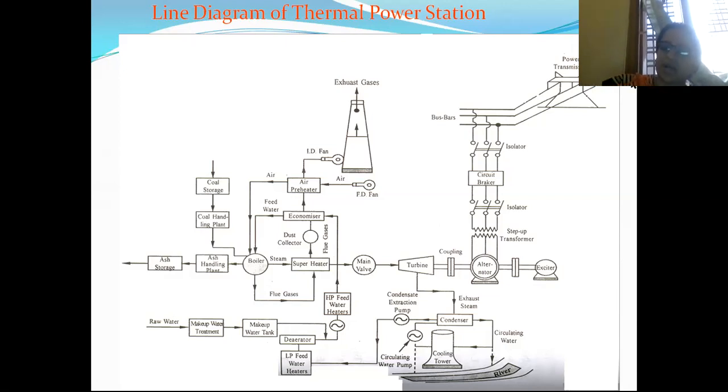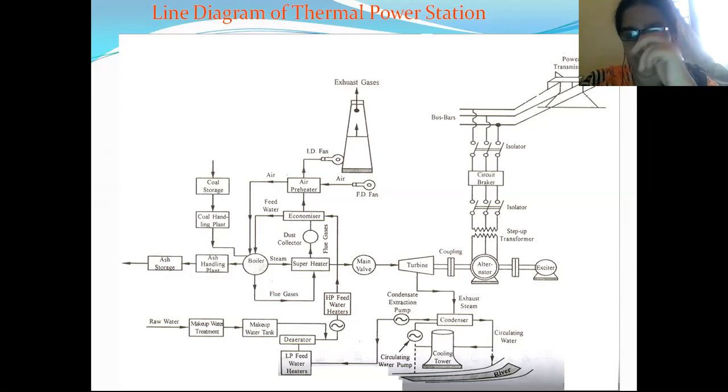Again, I will explain in detail what all the parts present in this diagram are. To the right side of the alternator, there is an exciter. Why an alternator requires an exciter is, the alternator is a device which will convert mechanical energy into electrical energy. This mechanical energy is given from the turbine to the rotor of the alternator.